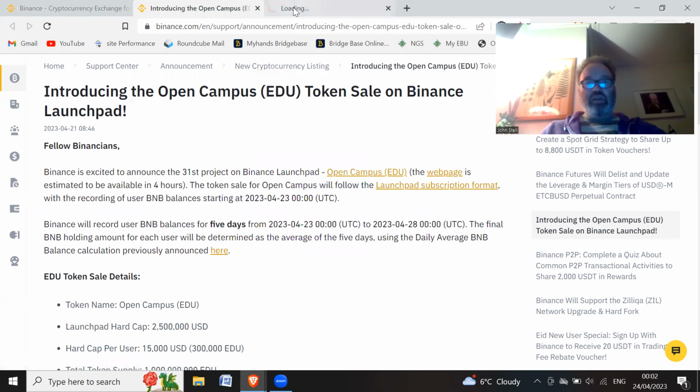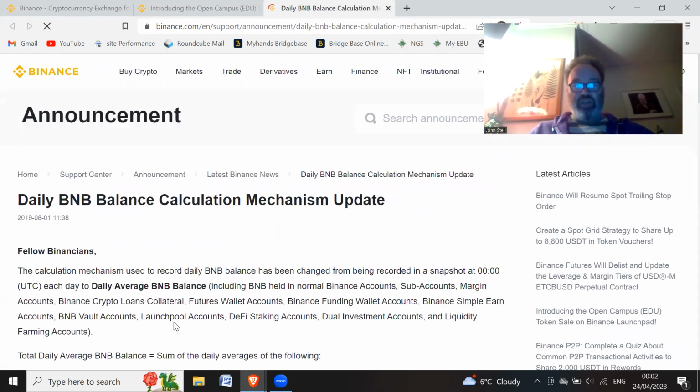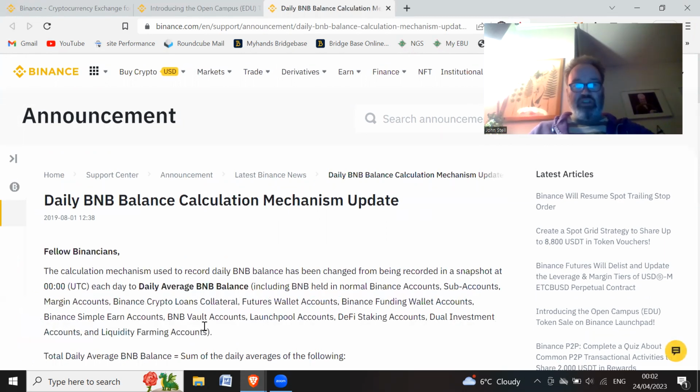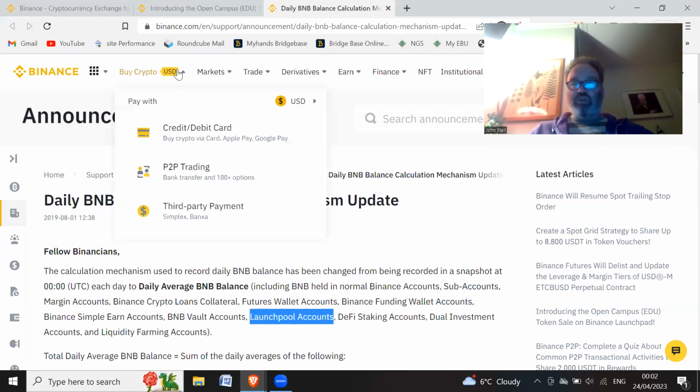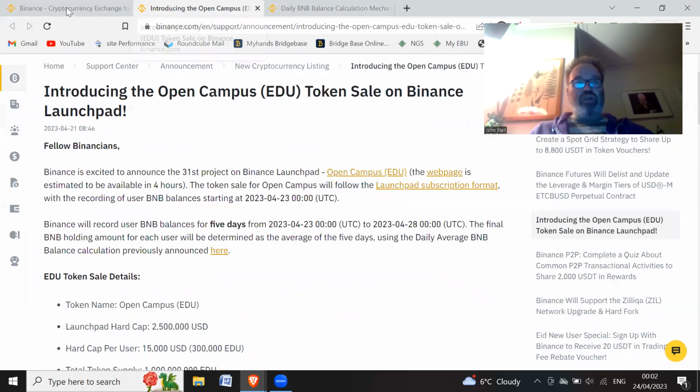So pretty much wherever you've got your BNB, have a look at where you keep your BNB. For instance, my BNB at the moment is in Launchpool, so I'm getting another token awarded to me in the launch pool. It's going to count for this as well, but I'm obviously going to have to move it out when I do the calculation.